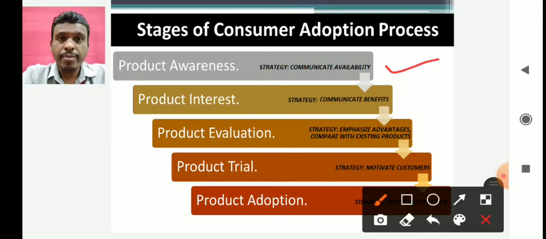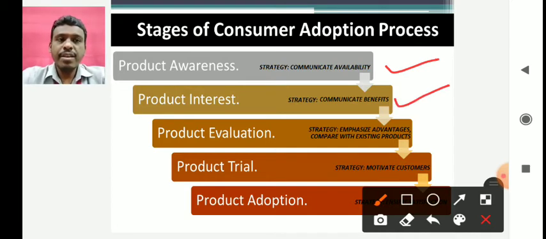Such people are to be identified, and large scale advertisement is to be done saying that this type of product actually exists, and the brand name should be advertised on a large scale. So the basic strategy the company will use in this step is to communicate the availability of the product or the brand in the shops.